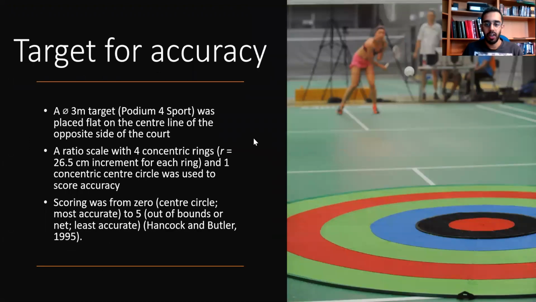So here we've got the target for accuracy. You can see the participant aiming for the target board. You can see here we use a ratio scale with 4 concentric rings and then 1 black center circle for our scoring system.